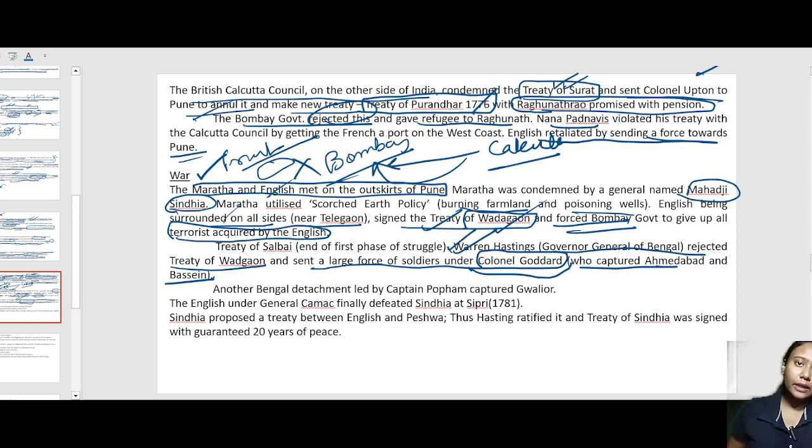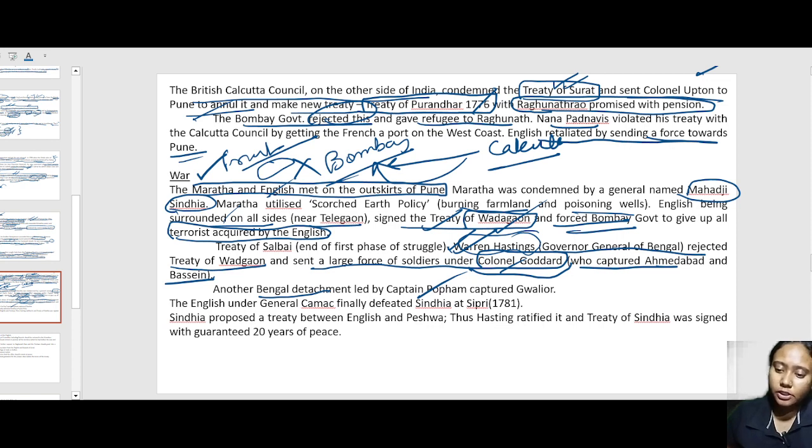So two forces were sent from Pune to the western coast. One was under Colonel Godard and another was under Captain Popham. And the soldiers sent under Colonel Godard were under Warren Hastings. Okay, and another Bengal detachment was led by Captain Popham.